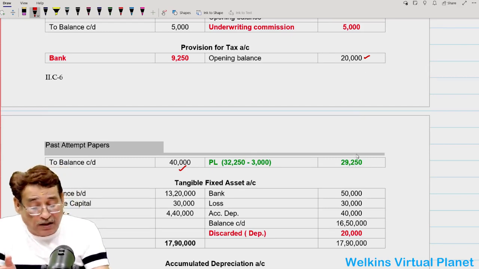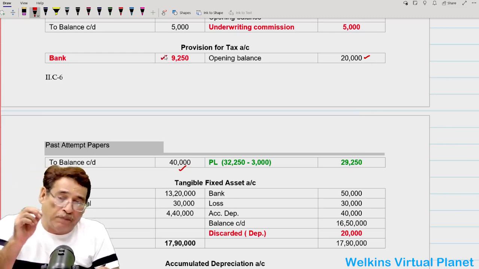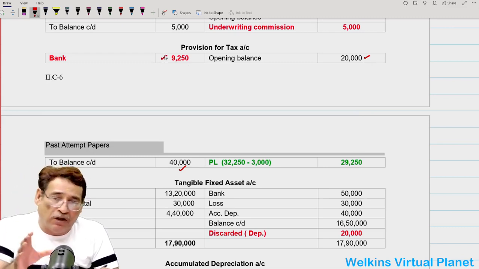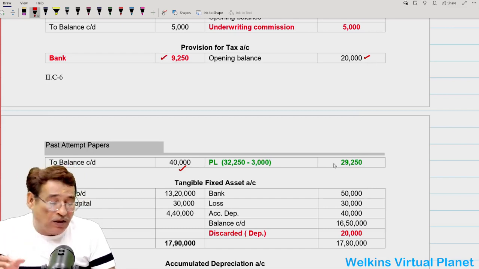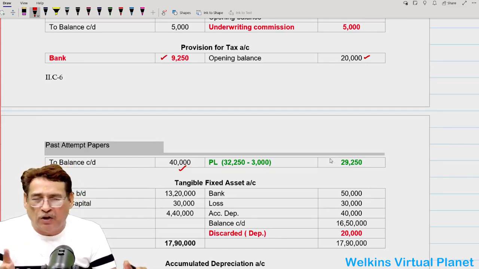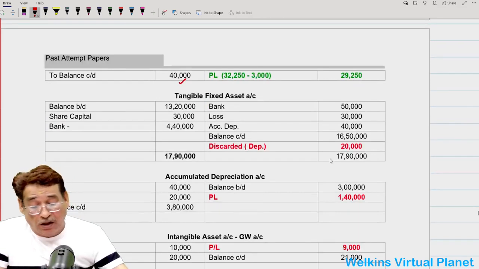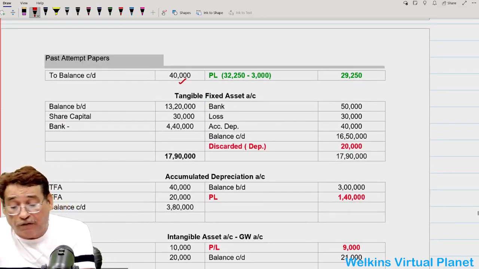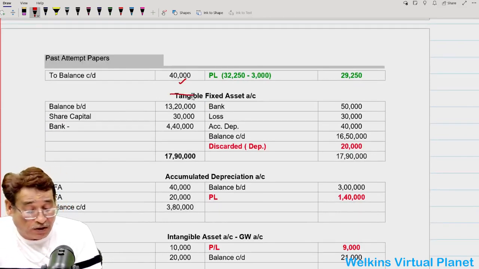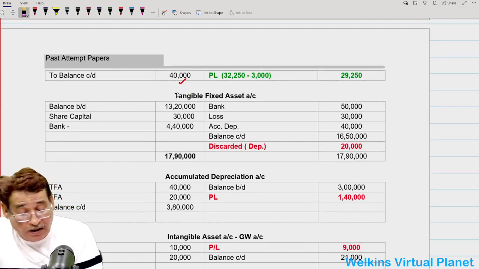So by adding this two, you will get tax paid as your balancing figure. Tax paid is subtracted as a last item from cash generated from operating activity, and this amount will be added back to your P&L or cash generated from operating activity. Now coming over to the tangible fixed asset, regarding which I had lots of discussion earlier. Correct?